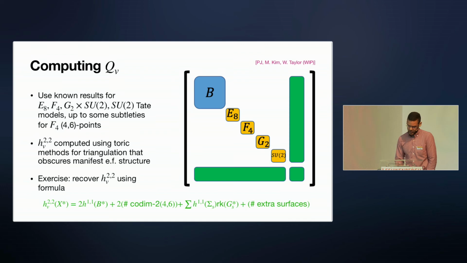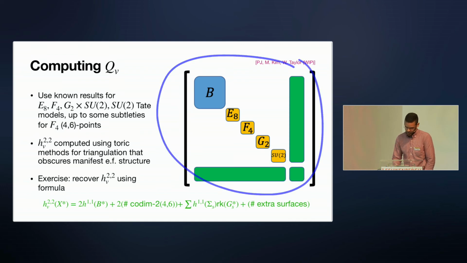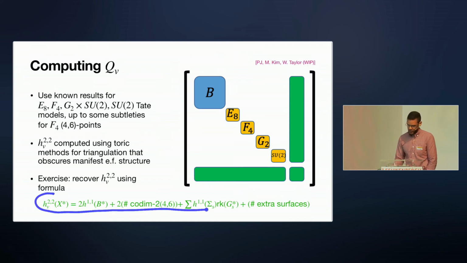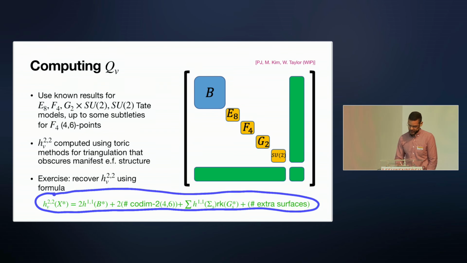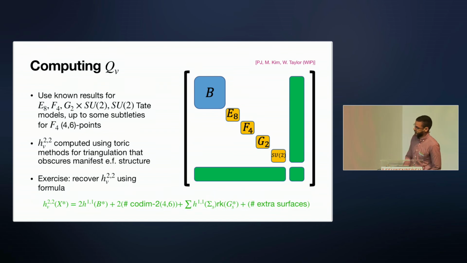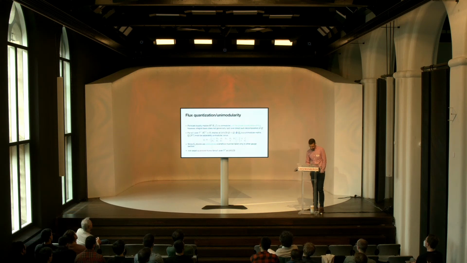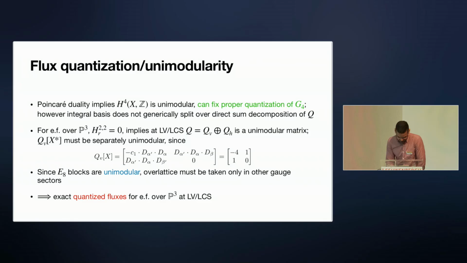So we would like to recover this using this sort of schematic picture, this canonical form. And there's an expression one can write down to make this counting precise. I don't really have time to go into the details of it, but it is consistent with this sort of decomposition of the vertical pairing into these blocks. So finally, just one more comment is that one nice thing about this whole program is that Poincare duality implies that H4 is a unimodular lattice, and this can be used to fix the proper quantization of G4.